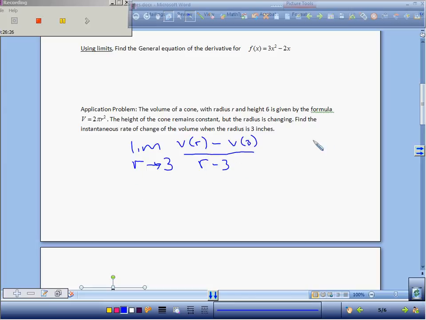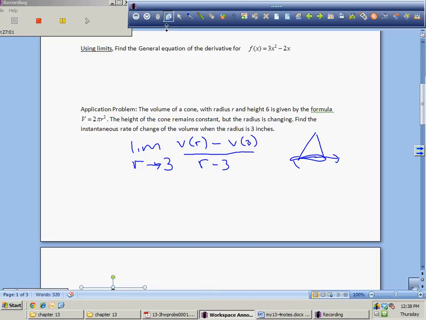Because say I have this cone, right? What's going to happen to the volume if the bottom is getting bigger? The volume is going to get bigger, right? But depending on how big the radius is, the volume is getting bigger at differing rates. So that's kind of what they're trying to figure out, and then you just plug into this.